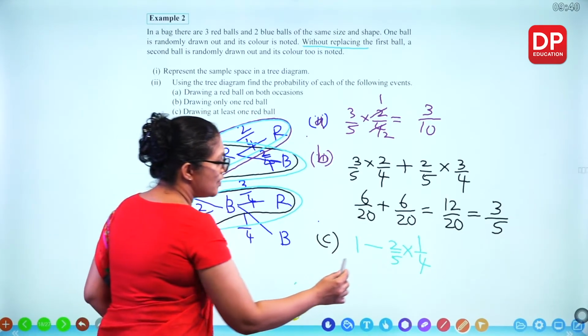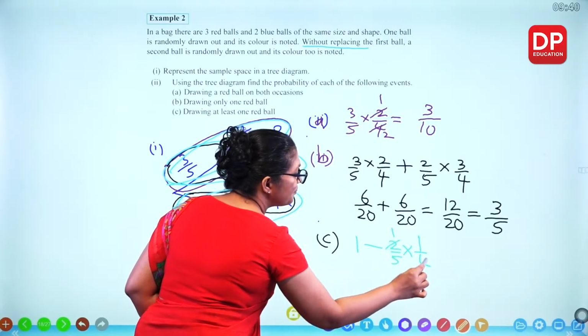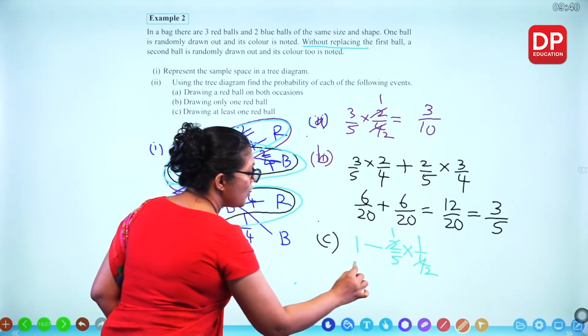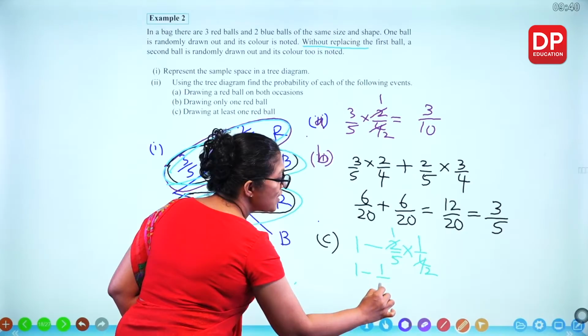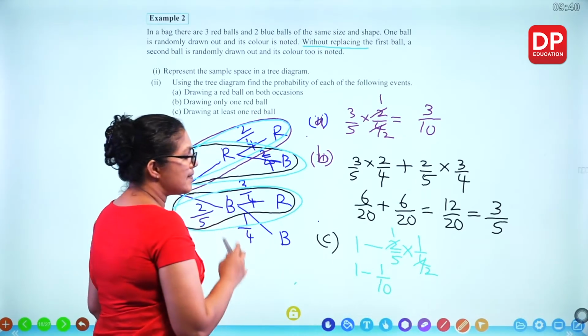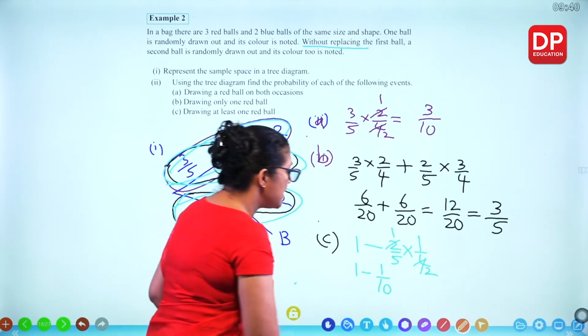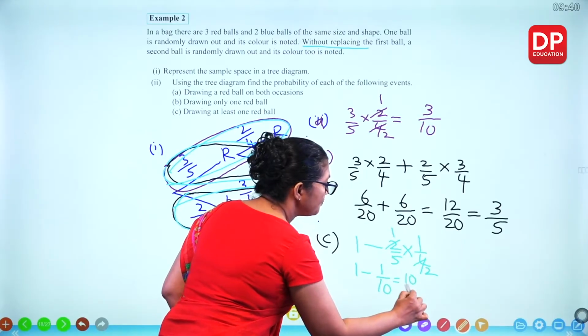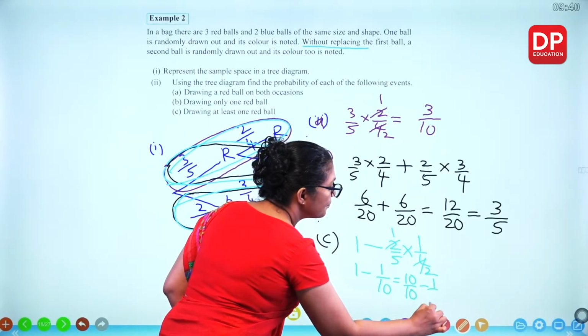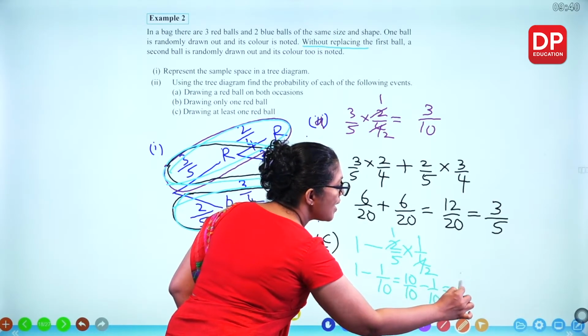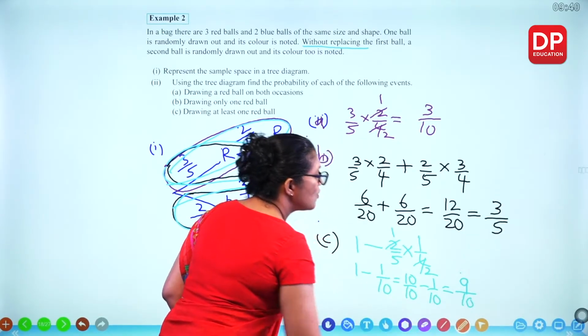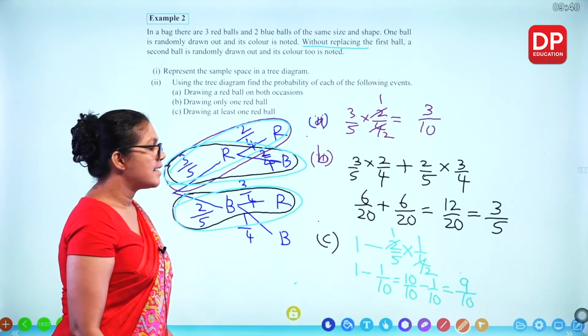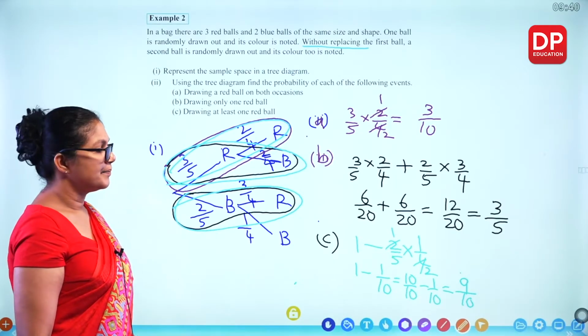So this is, when you simplify, you get 1 minus 1 over 10. So that means I can write 1 as 10 over 10. 10 minus 1 becomes 9. So the probability is 9 over 10.